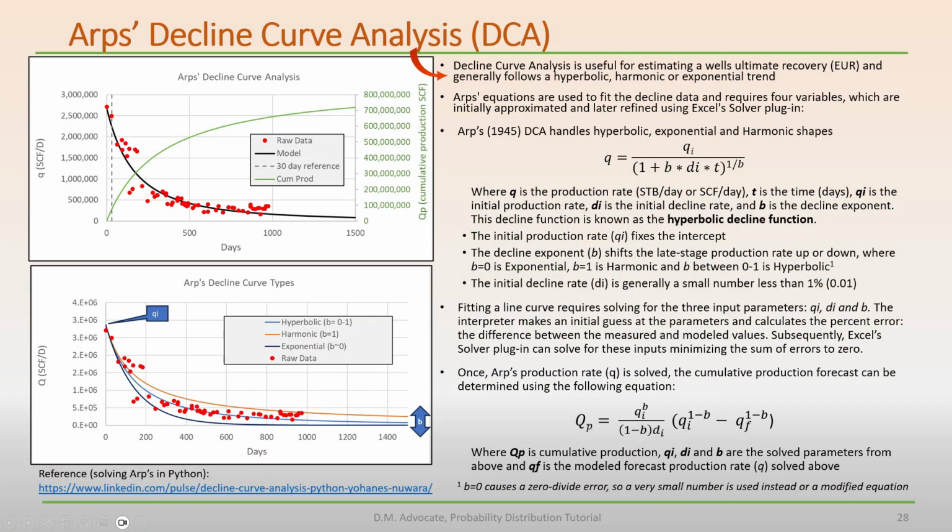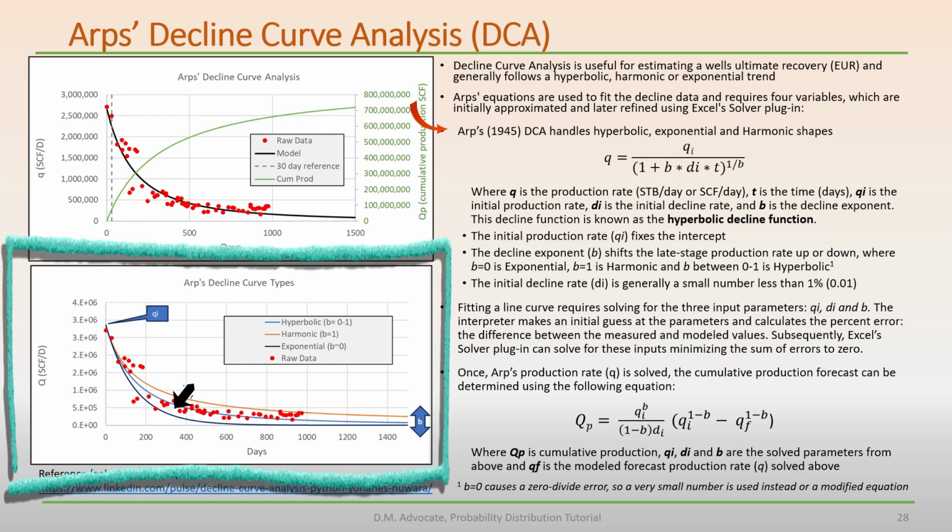Decline curve analysis is useful for estimating a well's ultimate recovery, EUR, and generally follows a hyperbolic, harmonic, or exponential trend. Arps equations are used to fit the decline data and require four variables, which are initially approximated and later refined using the Solver plugin. In 1945, Arps published his paper where he shows how to solve for hyperbolic, exponential, and harmonic shapes, as we can see in the lower left figure.